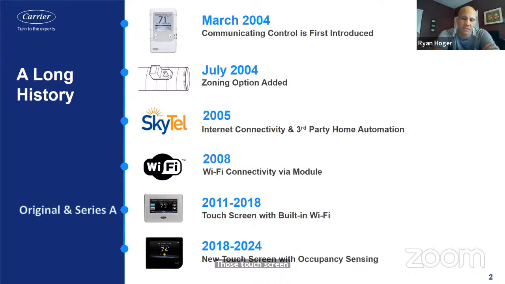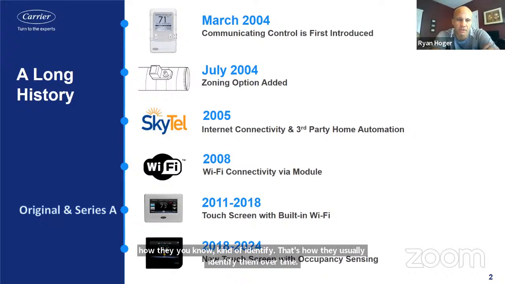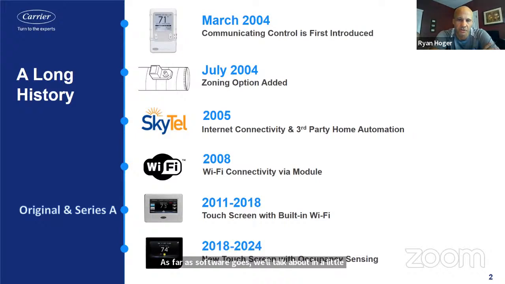That means at the end of the part number, Carrier or Bryant appends a -A, and then eventually a -B and a -C, and so on down the line. That's how they usually identify them over time. As far as software goes, we'll talk about that in a little bit. Both the original touchscreen and the Series A touchscreen operate on the Series A software.